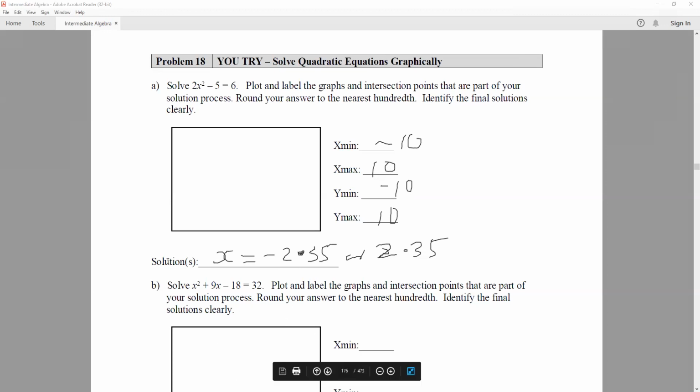Now let's look at B. Let's look at B as well. For the sketching of the graph, please try to do it, okay? Now let's look at B.